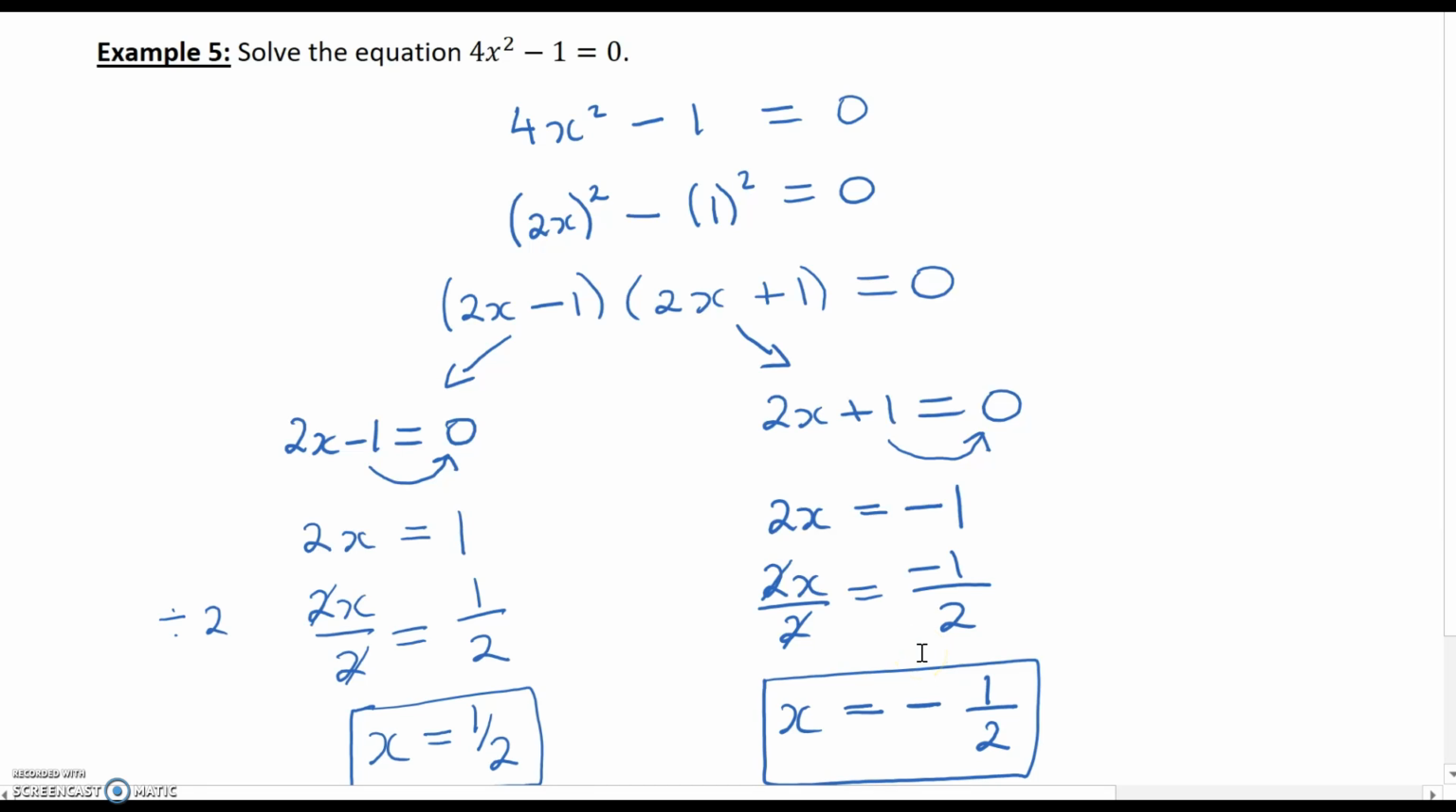So remember, write the original expression as a pair of perfect squares. Use the difference of two squares pattern, the first minus the second times the first plus the second. Set each of those factors equal to 0, and then isolate x, get x on its own.